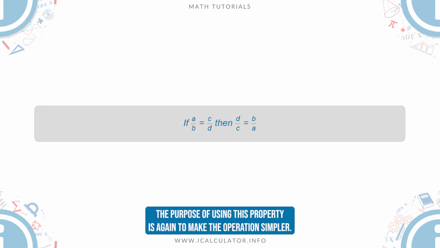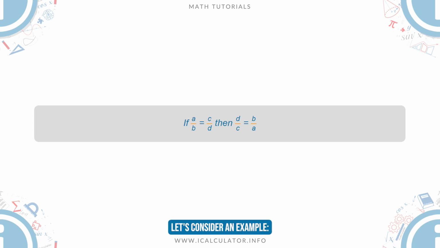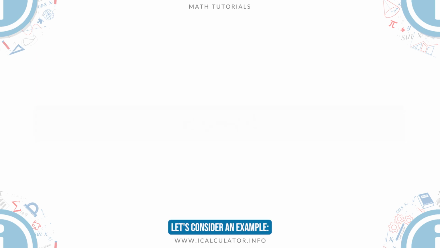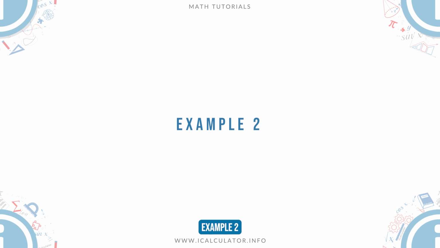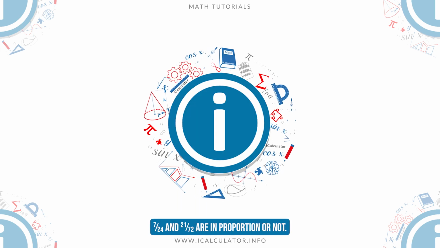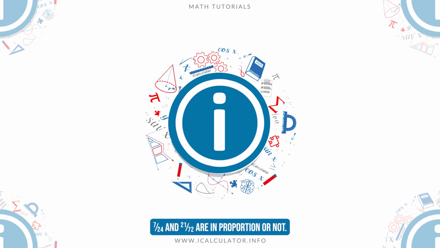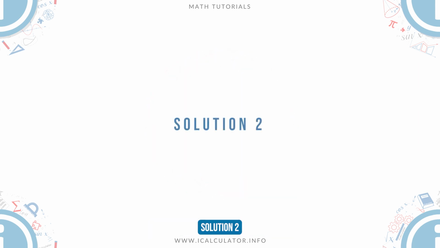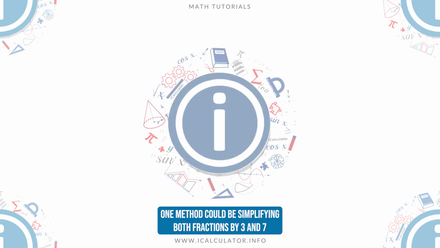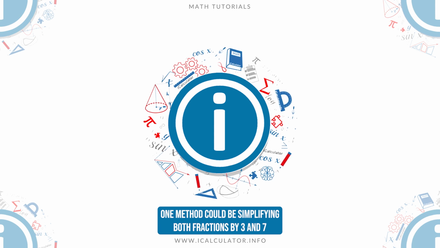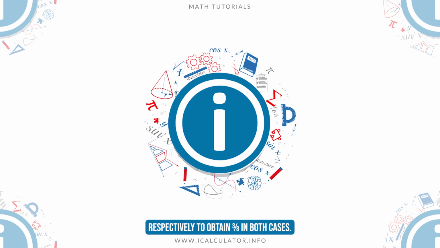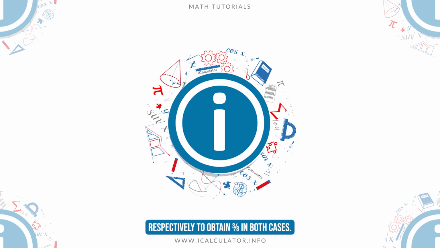The purpose of using this property is again to make the operation simpler. Let's consider an example. Example 2. Check whether the fractions 7/24 and 21/72 are in proportion or not. Solution 2. One method could be simplifying both fractions by 3 and 7 respectively to obtain 3/8 in both cases.